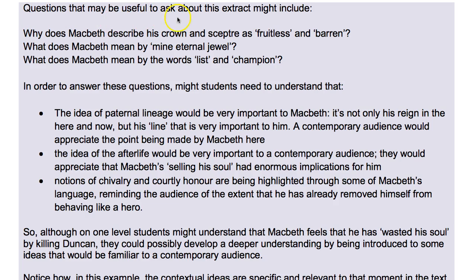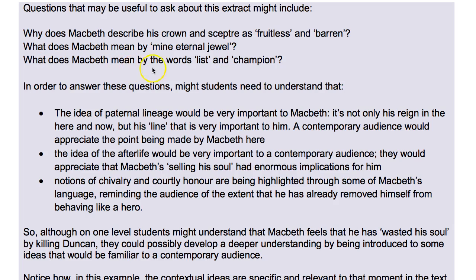Questions that may be useful to ask about this extract might include: why does Macbeth describe his crown and scepter as fruitless and barren? Well, obviously that's going to be linked to the fact that he has no children himself, and therefore they cannot follow him. What does Macbeth mean by "mine eternal jewel"? So this is a reference to his soul, and he sacrificed his soul in order for earthly power and becoming king, and it's a sacrifice because obviously his soul will go to hell having committed regicide.